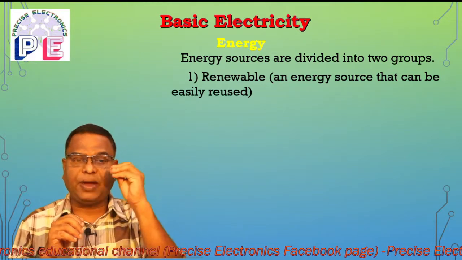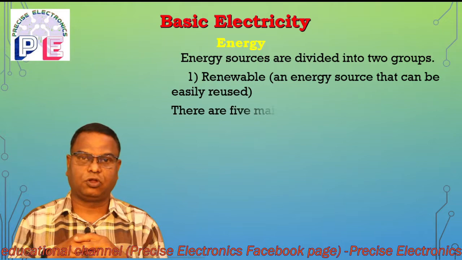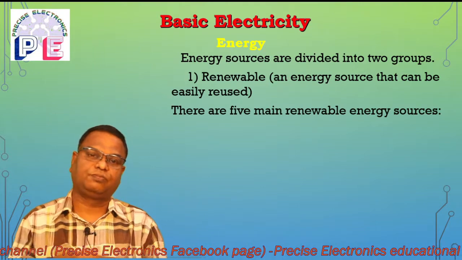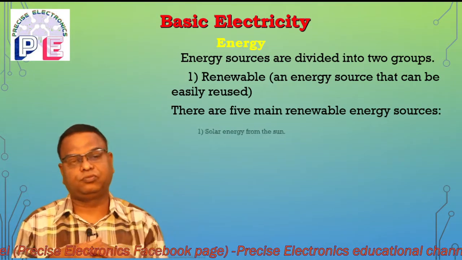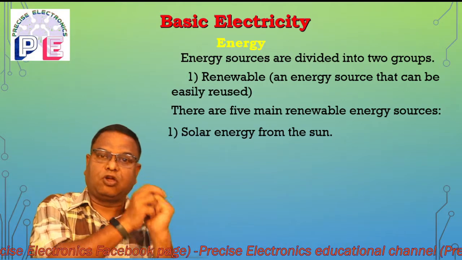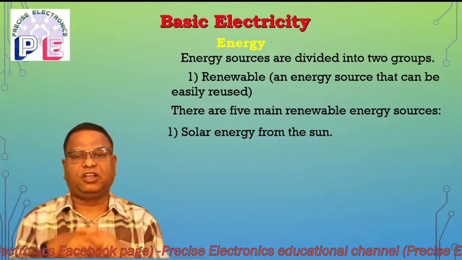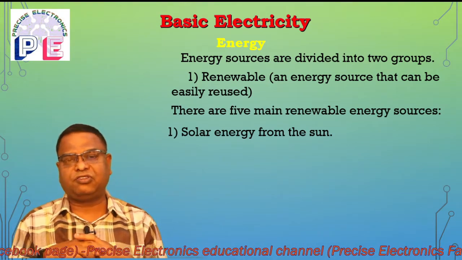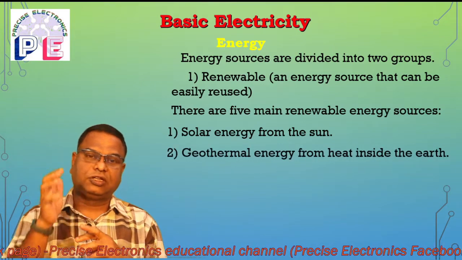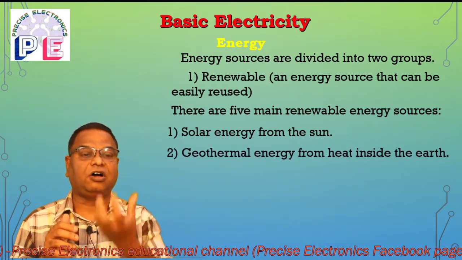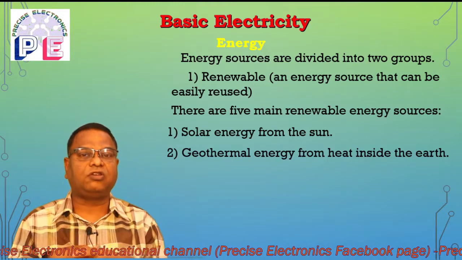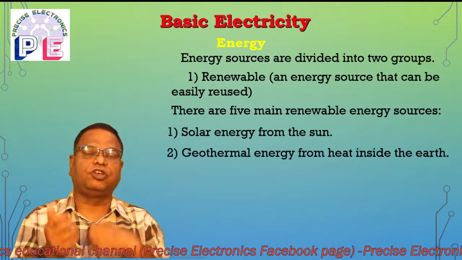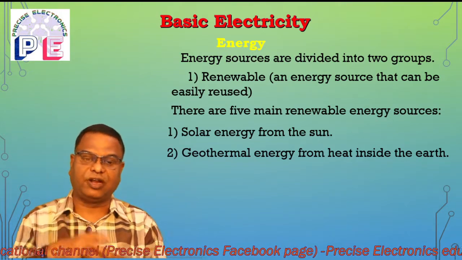And there are 5 main renewable energy sources. Do you know the types of renewable energy sources? Yes, first, solar energy. That is available because of the sun. The solar energy from the sun is the first type of renewable energy. The second type of renewable energy is geothermal energy. That is because of heat inside the earth. That energy is known as geothermal. Thermal means heat, geo means our earth. So geothermal energy is the second type of renewable energy.